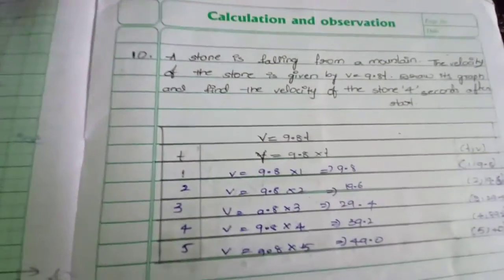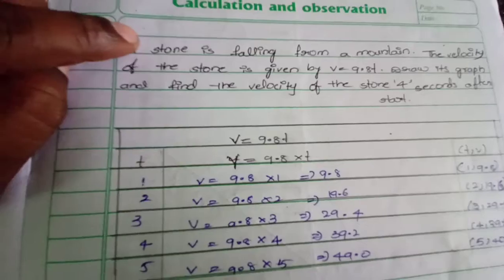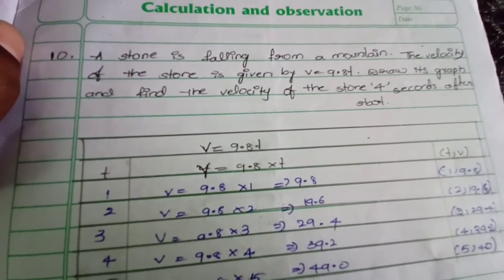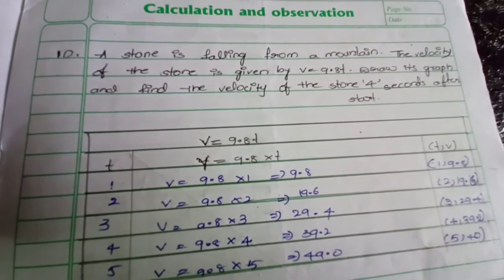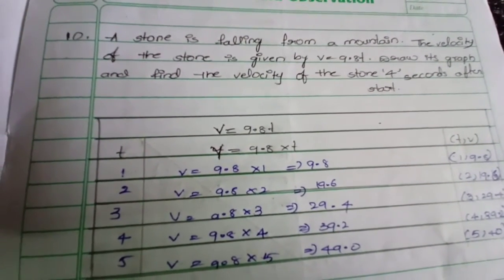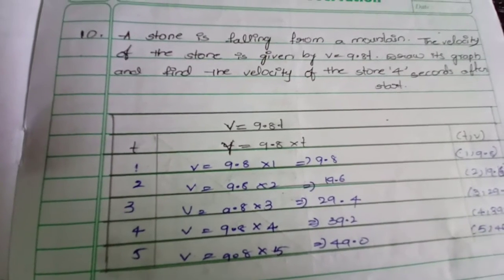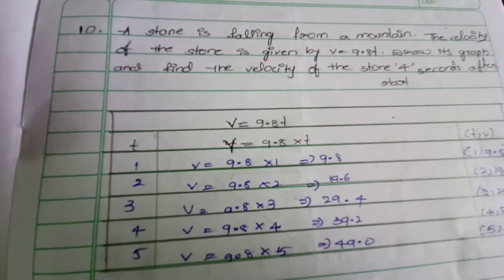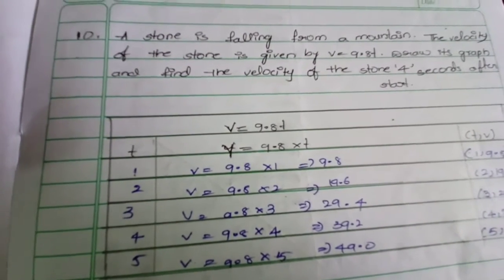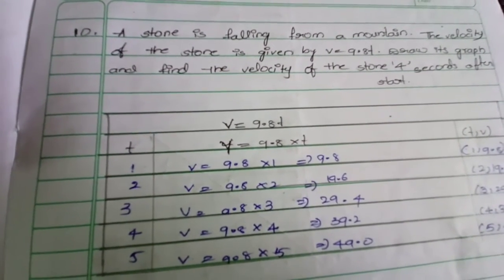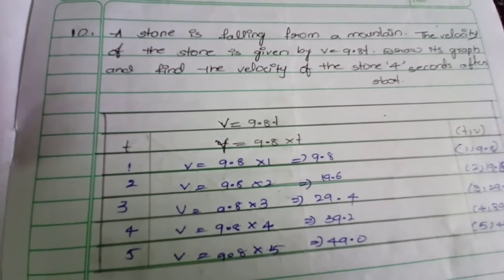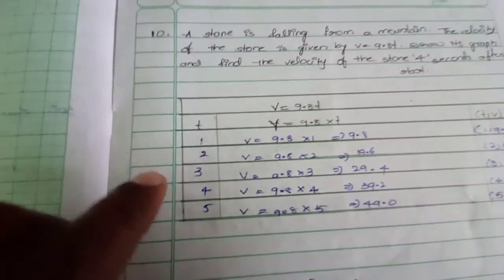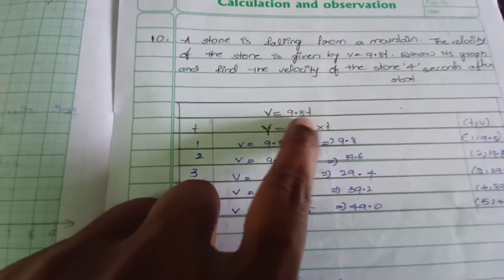Then here question number 10 will be, question number 10 here only. A stone is falling from a mountain. The velocity of the stone is given v equal to 9.8 t. Okay, the velocity v equal to 9.8 t. Draw the graph and find the velocity of the stone 4 seconds after it starts. Okay, nothing but here directly given v equal to 9.8 t.